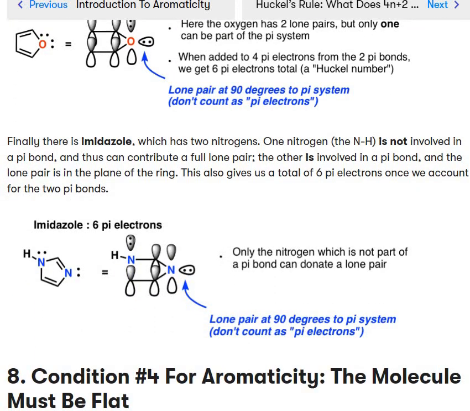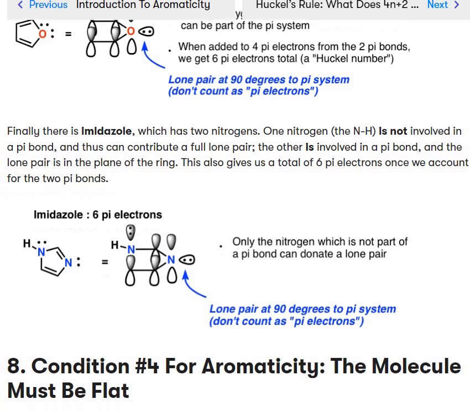Finally, there is imidazole, which has 2 nitrogens. One nitrogen, the NH, is not involved in the pi bonds and thus can contribute a full lone pair, and the other is involved in a pi bond and its lone pair is in the plane of the ring. This also gives a total of 6 pi electrons once we count the 2 pi bonds. Look here, imidazole: 6 pi electrons. So only the nitrogen which is not part of a pi bond can donate a lone pair of electrons. So a lone pair at 90 degrees to the pi system doesn't count as pi electrons.